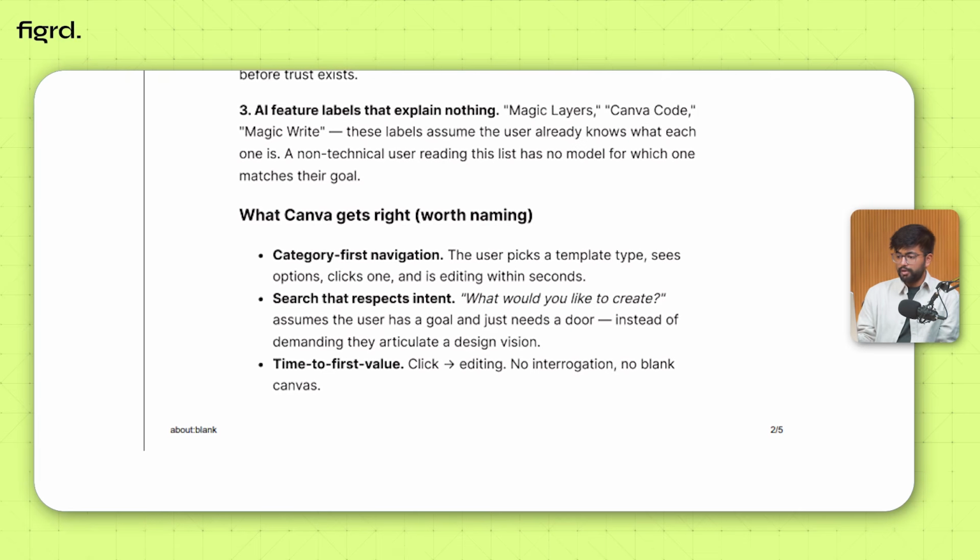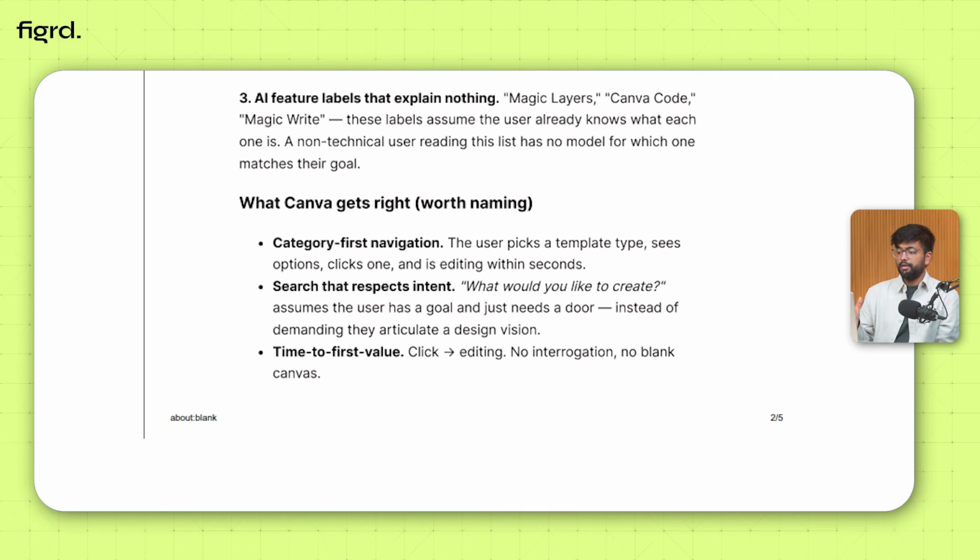Canva is better at getting users to the first win fast. Category first navigation, templates you can click immediately, a search bar that says, what would you like to create? It respects that the user has an intent and just needs a door. But Canva has its own problems.